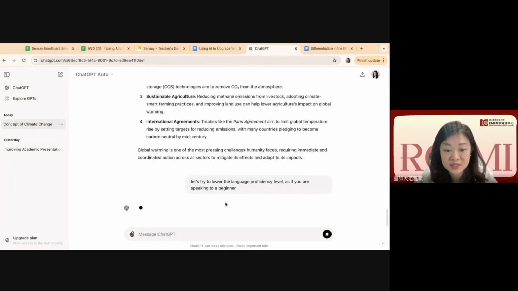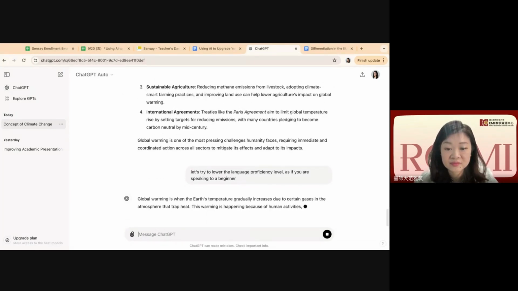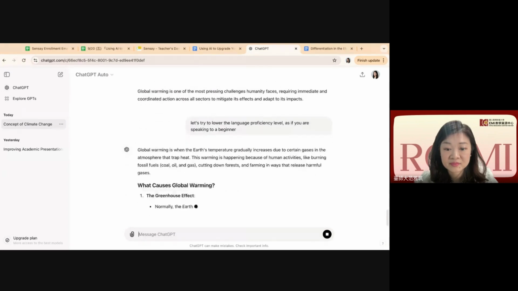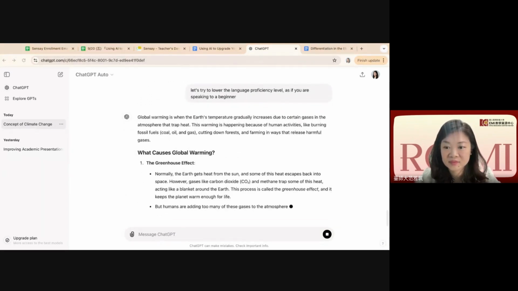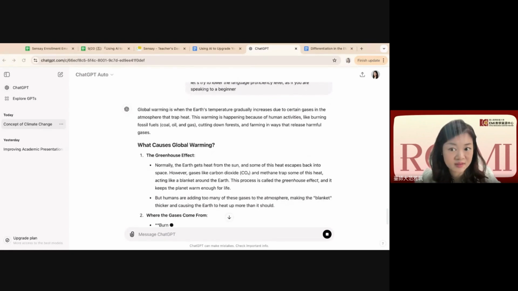Let's see how it goes. I see somebody's raising hands, or no? All right, now let's see how it goes. Do you find it easier for your students to understand? So we can compare these two parts.